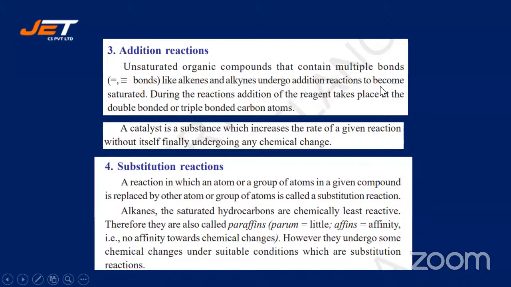Next, coming to addition reactions: unsaturated organic compounds that contain multiple bonds, like alkenes and alkynes, undergo addition reactions to become saturated. During the reactions, addition of the reagent takes place at the double bonded or triple bonded carbon atoms, and there is a substance called a catalyst. It does not get involved in the chemical reaction, but it increases or decreases the rate of the reaction. A catalyst is a substance which increases the rate of a given reaction without itself finally undergoing any chemical change.